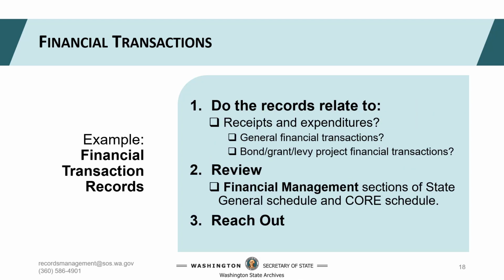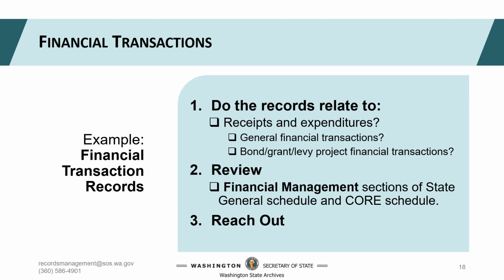For our first example, let's look at financial transaction records. Most financial records fall under the Financial Transactions General Series. You can find this record series in the core and state general schedule. Because financial records function in many ways, you'll want to narrow your search as much as possible.